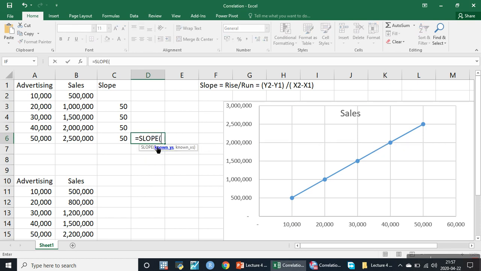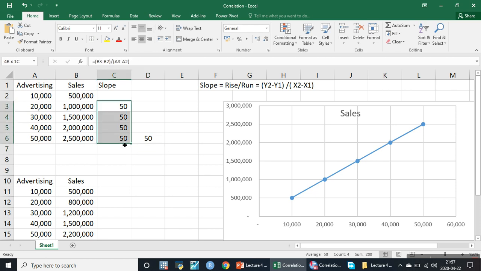We can also calculate this slope through the Excel formula, equals the slope function. The slope function says first indicate the y variable. So this is the y variable, then a comma, and then indicate the x variable. This is the x. Click enter. This is the slope. So the slope is constant.